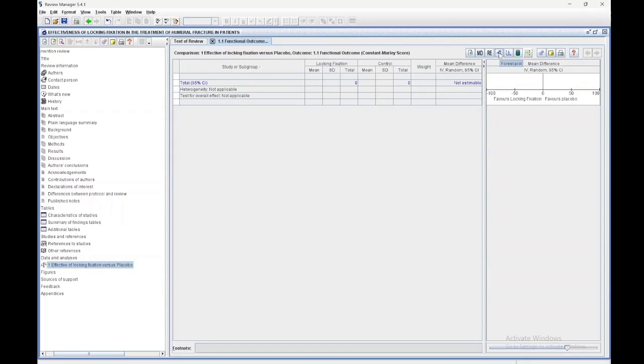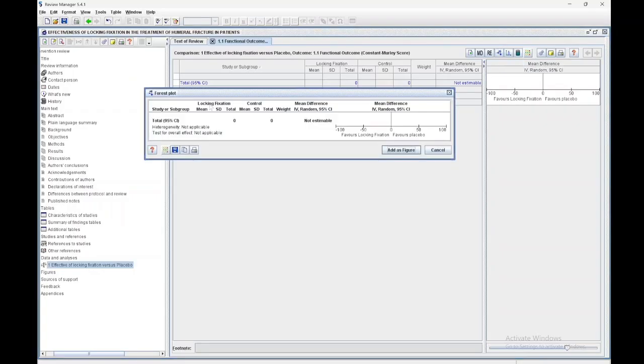Now, this is where we generate the forest plot. When I click on this, it generates a forest plot, but there is nothing in it because I haven't plotted anything yet. And if I want to copy my first plot, I can copy it from here or wherever.